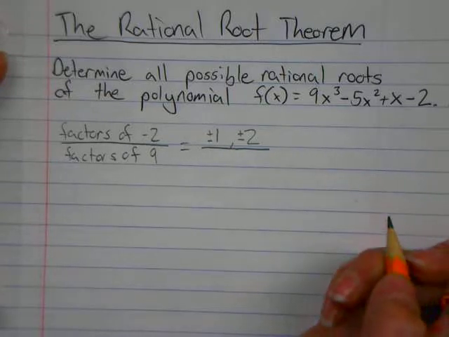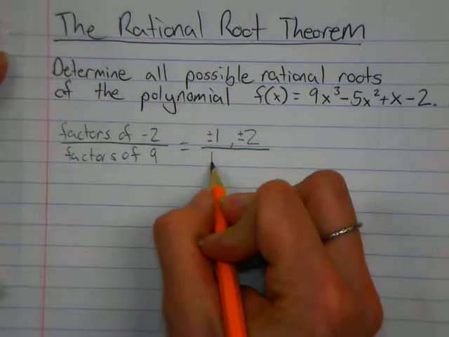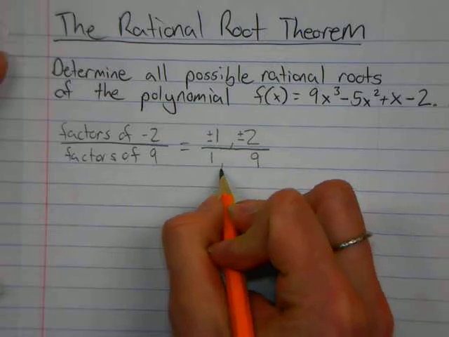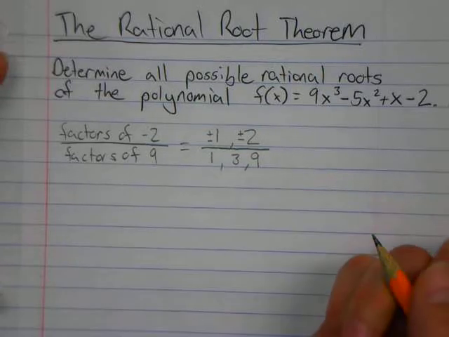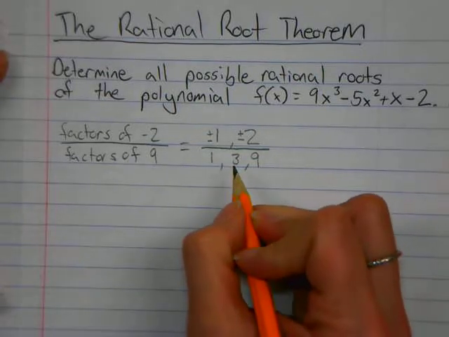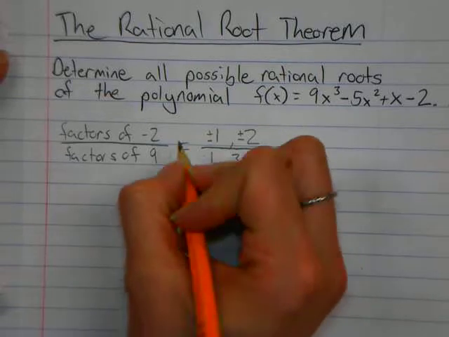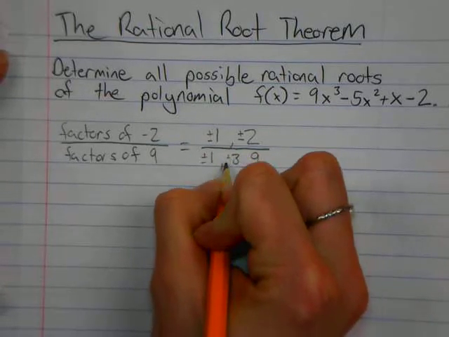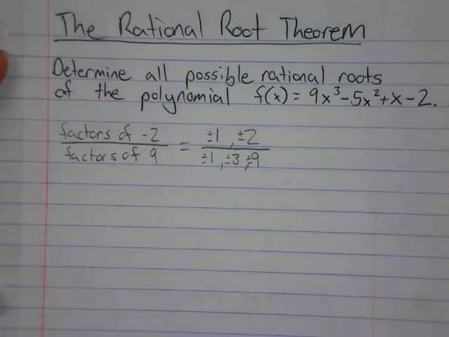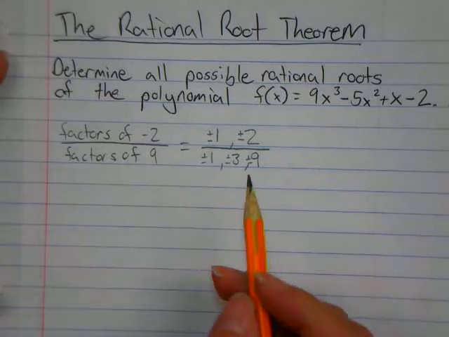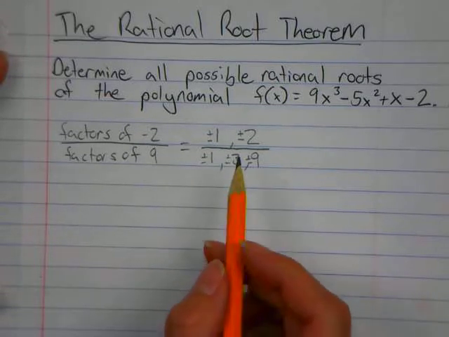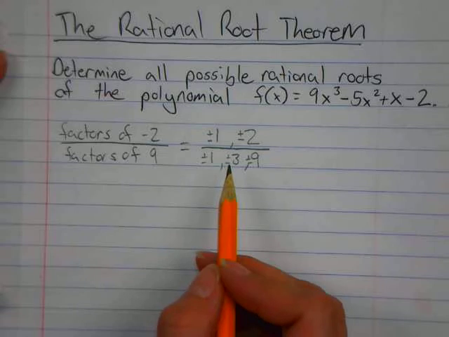And for 9, I've got either 1 times 9 or 3 times 3, and I'm only going to list the number once. I'm not going to repeat it. So I've got 1, 3, and 9. And again, I need positive and negative because -1 times -9 would also give me a positive 9. So all the positives and negatives for my factors of 9.